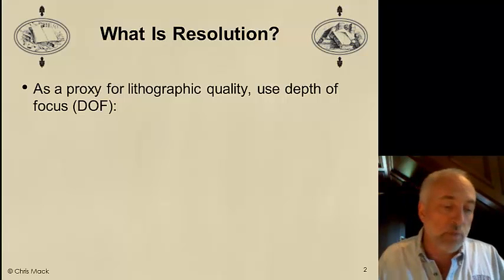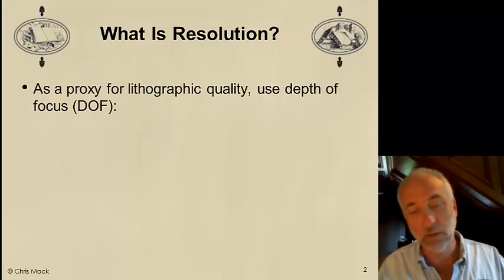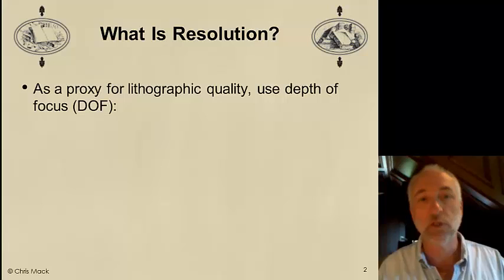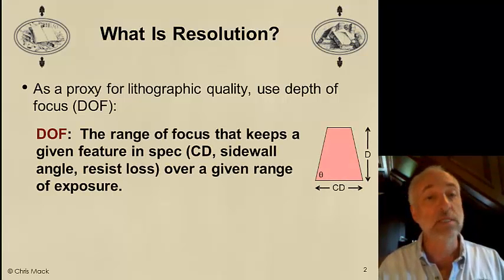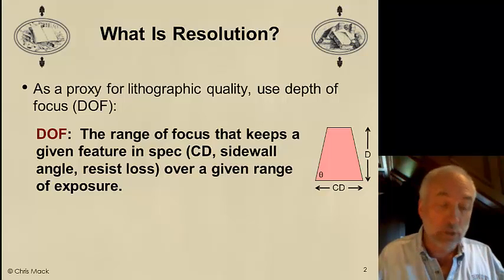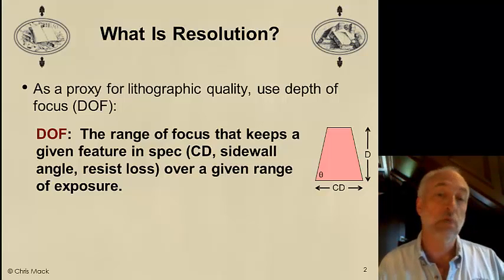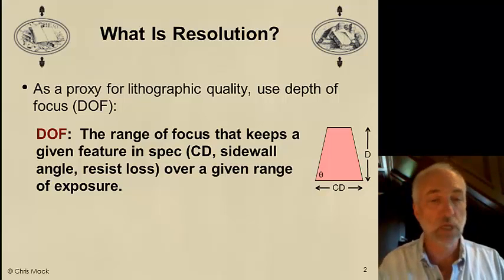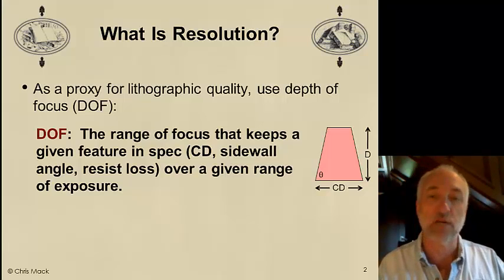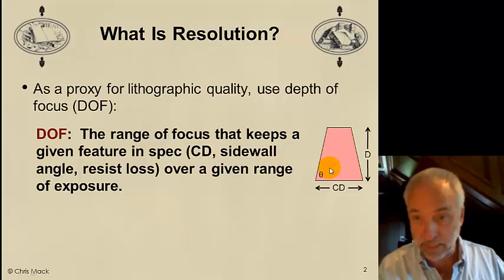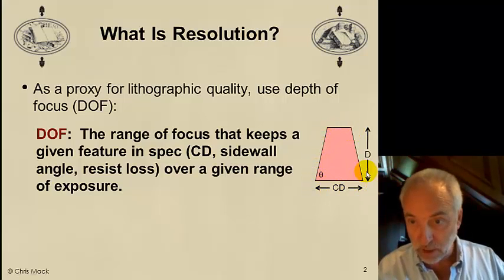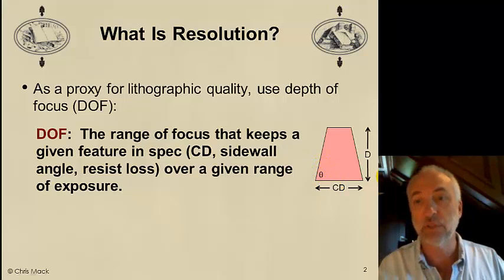Now, defining the smallest feature that meets all lithographic quality criteria is a bit daunting. So as a proxy for lithographic quality, we often use depth of focus. What is depth of focus? Depth of focus is the range of focus over which the given feature that we're interested in remains in specification. That means it has all of the desired properties, like the right CD plus or minus a certain amount, the right sidewall angle. If we think about a resist feature shaped like a trapezoid, we can define the sidewall angle as some angle relative to the substrate.